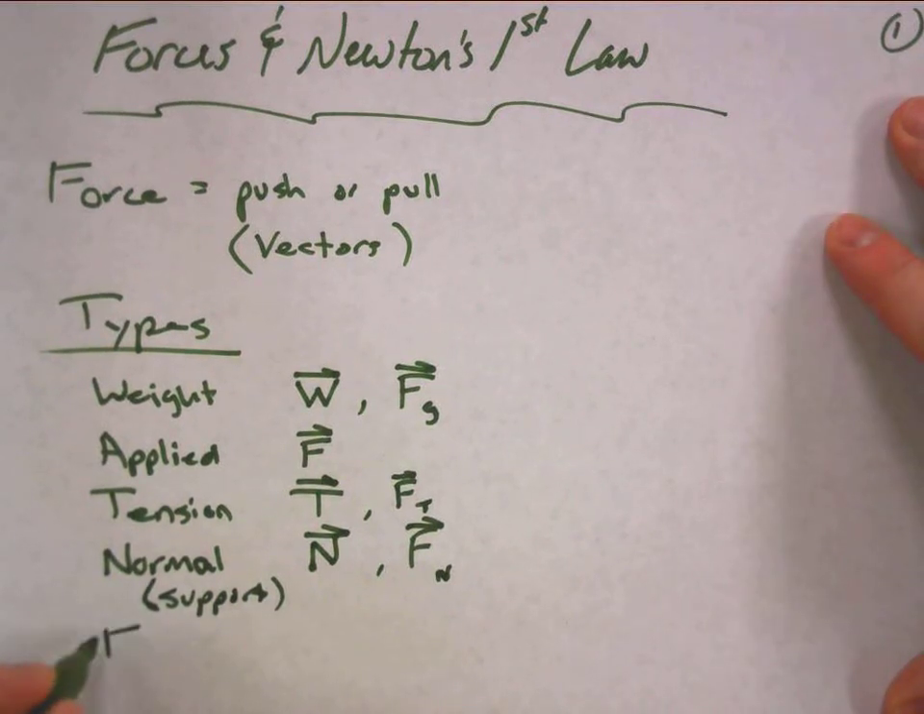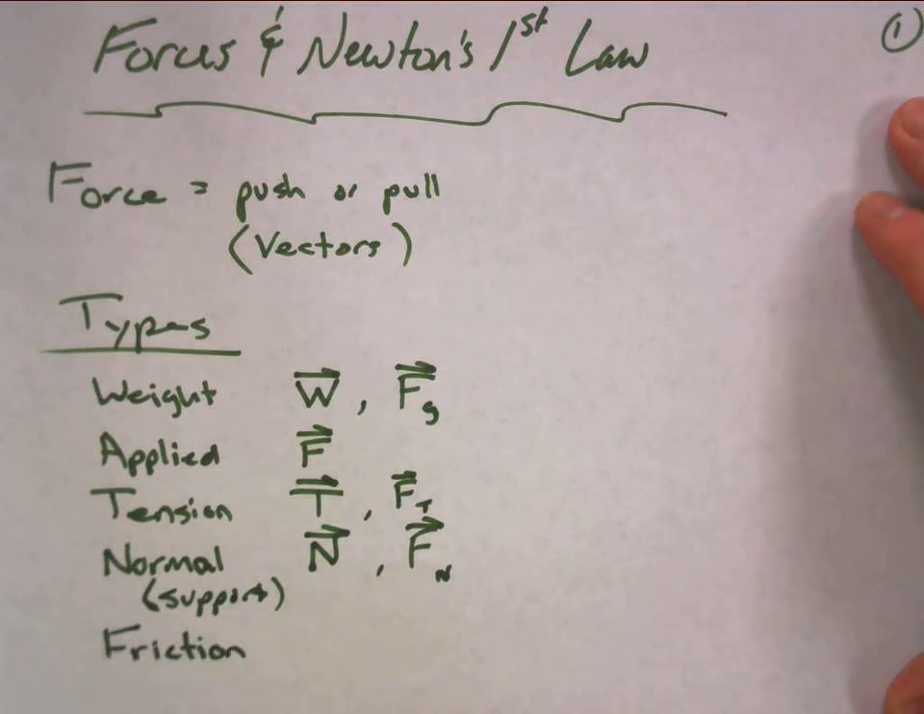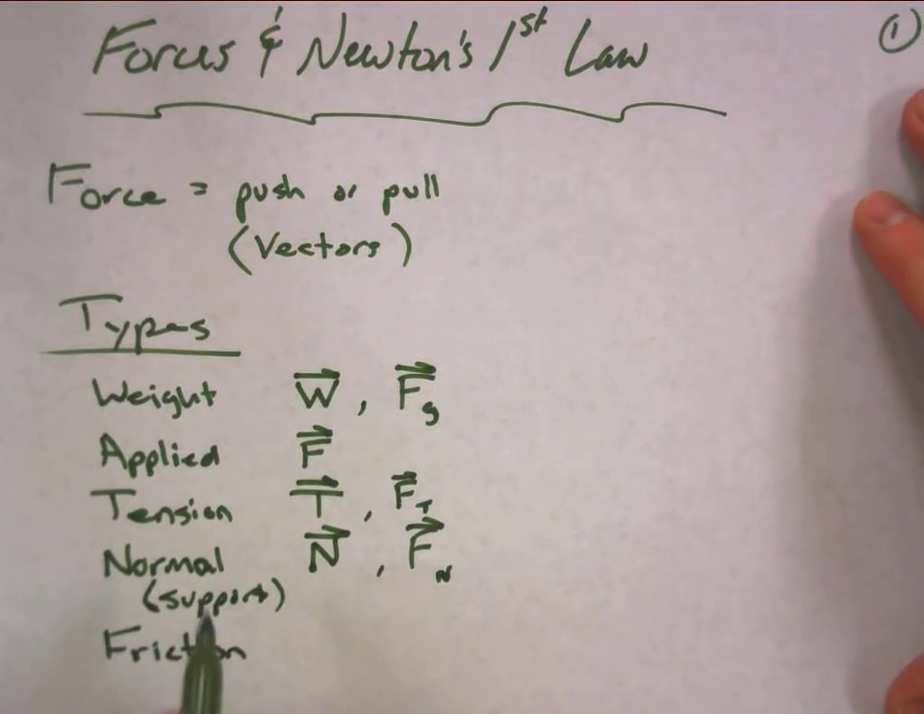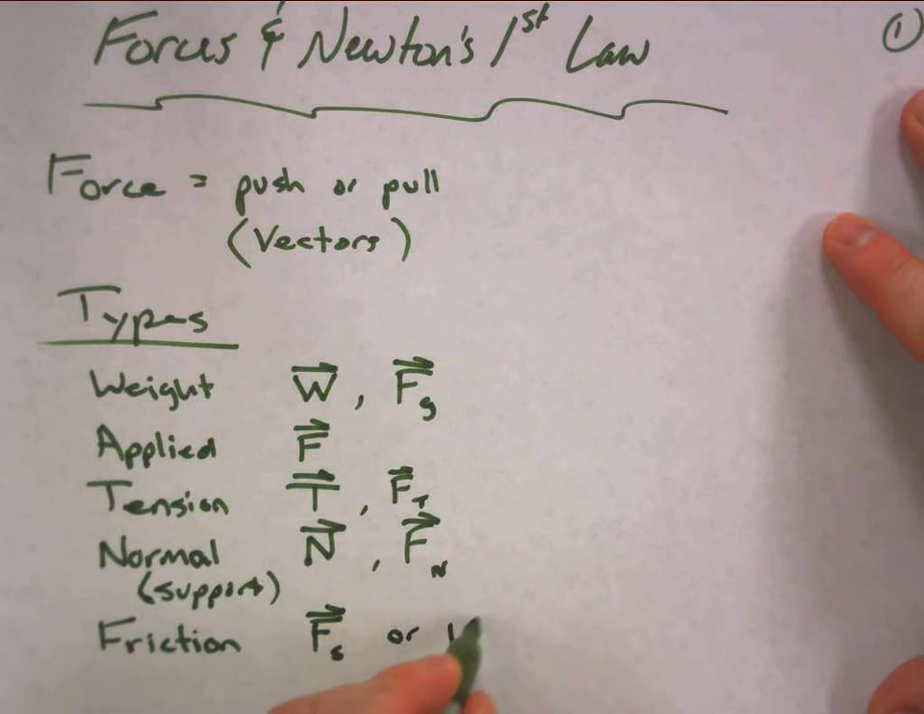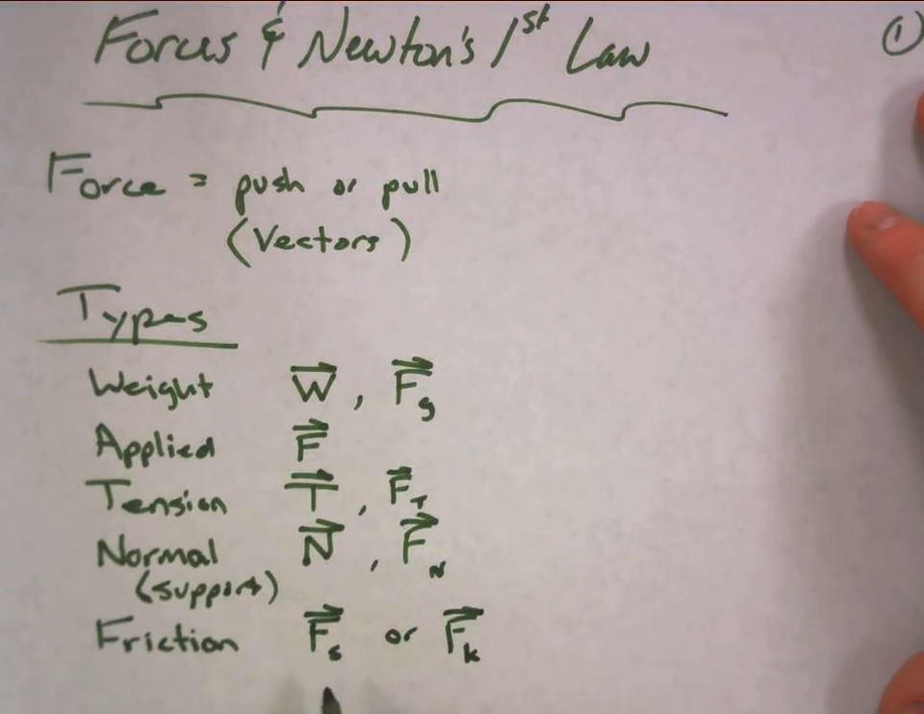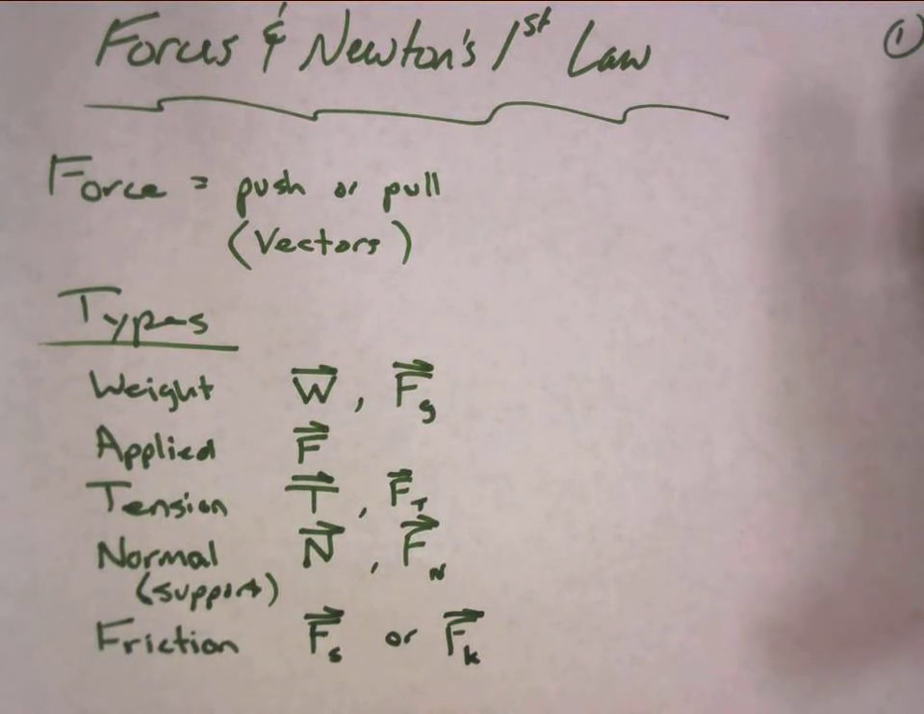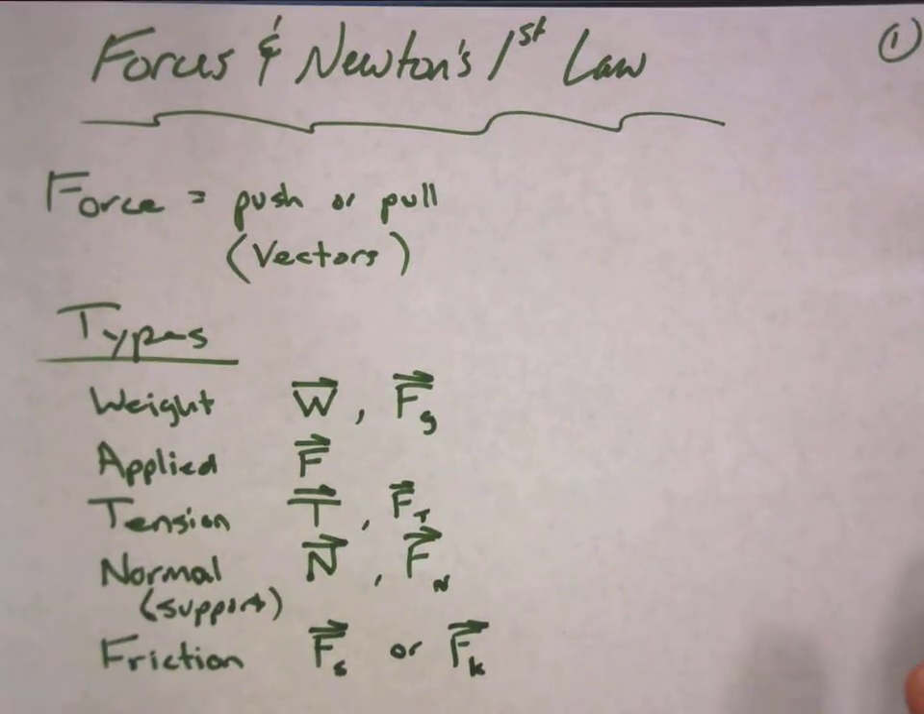Also, we could talk about friction, which is always all around us. It's unavoidable. Force of friction. There are two kinds. I'm not going to get into the two kinds of friction right now, except for the symbols. The force of friction is going to be F sub S or F sub K. Don't worry about the differences right now, but if you see those, that's telling you friction. There are probably many other kinds of forces and many other types. I'm not going to worry about those right now.